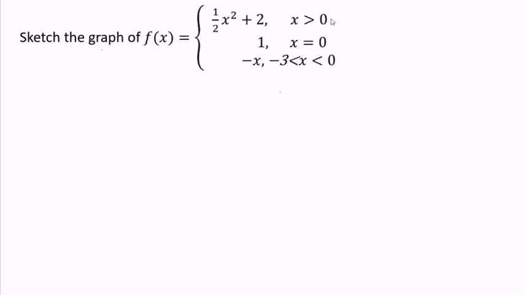The x should be greater than 0. Another rule is 1, a constant function, where x is equal to 0. And the last one is negative x, which is linear in form, where x is greater than negative 3 but less than 0. So ito yung tinatawag na different rules. Okay? At ito naman yung mga kanya-kanyang specified domain.